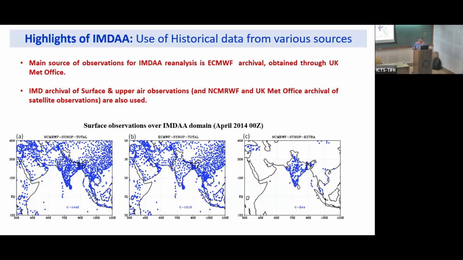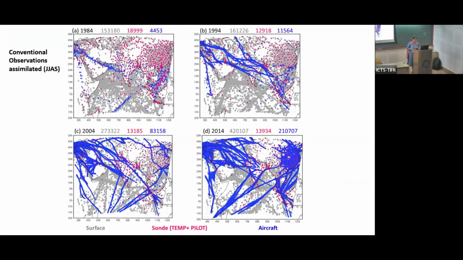Similarly, we have some of the upper air data also that is not available in the ECMWF collated data for the reanalysis. So this is again a snapshot of conventional observations assimilated. We were running for 40 years, so you can see this is for 1984, 1994, 2004 and 2014. Just a snapshot from each decade.